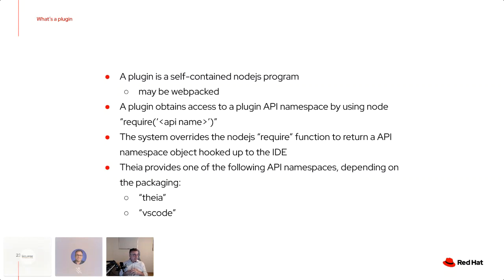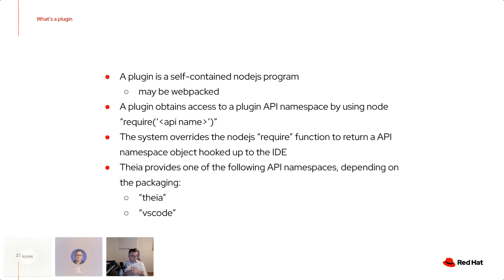If a plugin wants to access a certain API, it just invokes the Node.js require function with the API name. For example, require VS Code or require Theia. And the system overrides the Node.js require function to return an API namespace object instead of loading a module from disk. And that namespace object is hooked into services that will connect to the IDE.